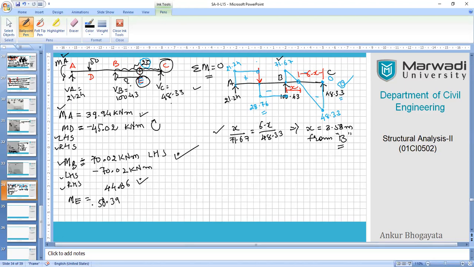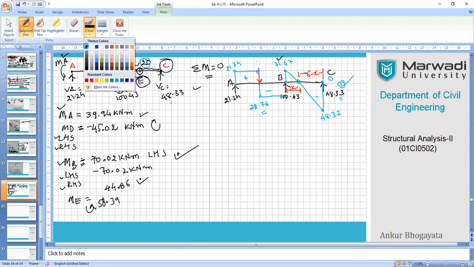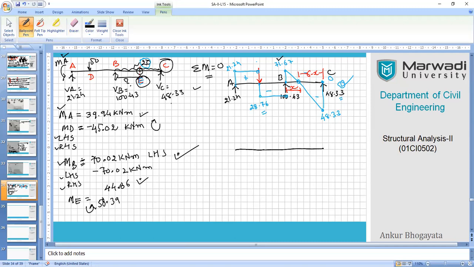So now it is positive, so it is a support moment. It is anti-clockwise. Now let me quickly show you how to develop the BM diagram. I will remove these things from the screen. When you are developing the bending moment diagram, largely you just need to focus on the behavior of the beam. So let me show you how it works. Here it goes like this.